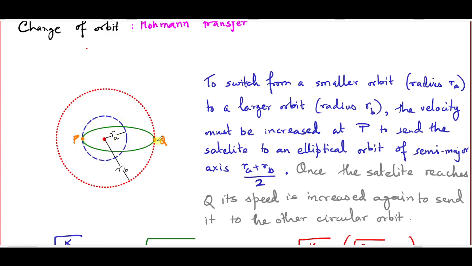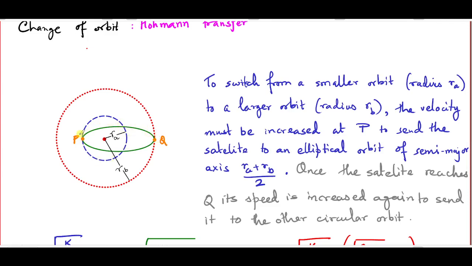And once it is at the point Q, the apogee of this elliptical orbit, what we are going to do is turn on the thrusters once again, speed up the particle or the satellite so that it now executes a circular orbit which is given by the red one. So although we have drawn the full transfer ellipse in green here, what actually takes place is that the particle travels only in half of the elliptical path.